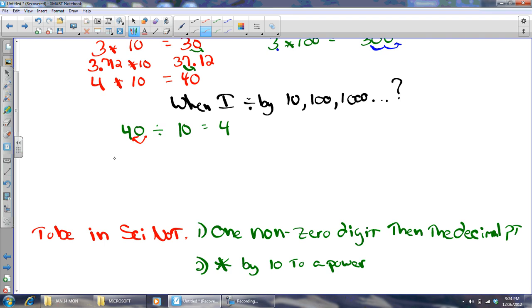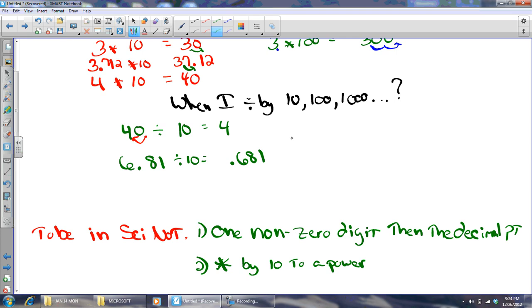If I have a number like, say, 6.81, and I divide by 10, well, I'm going to end up with 0.681. Oops, got an extra 1 in there. Sorry about that. So when I divide by 10, the decimal point moves one place to the left. If I divide by 100, it's going to move 2 places left. 1,000, 3 places left, etc. The number of zeros tells me how many places it's going to move.